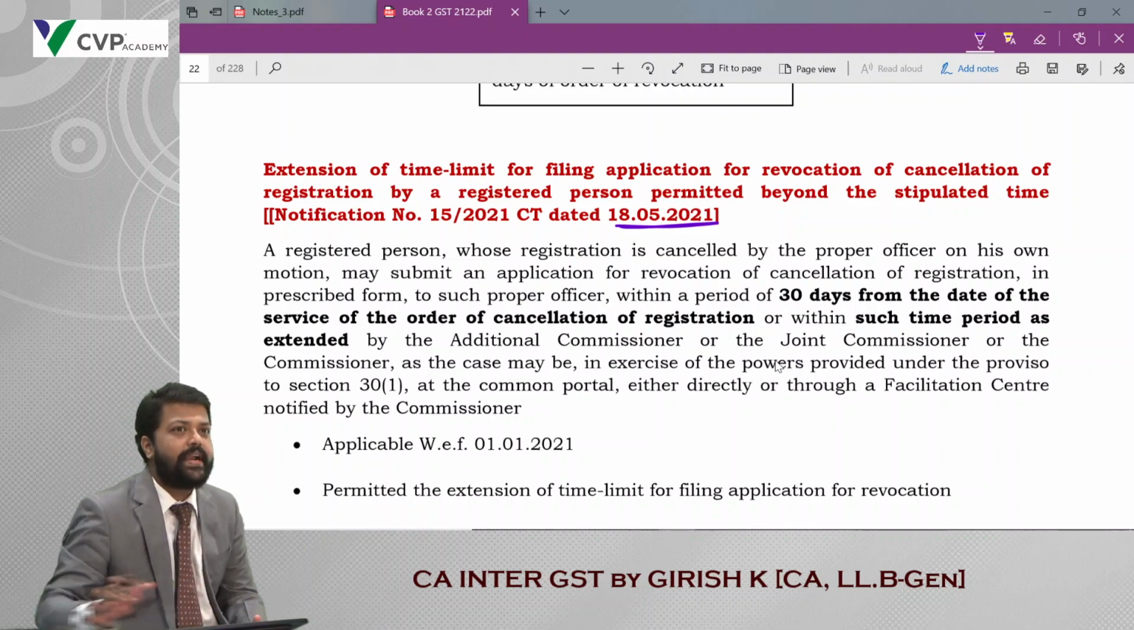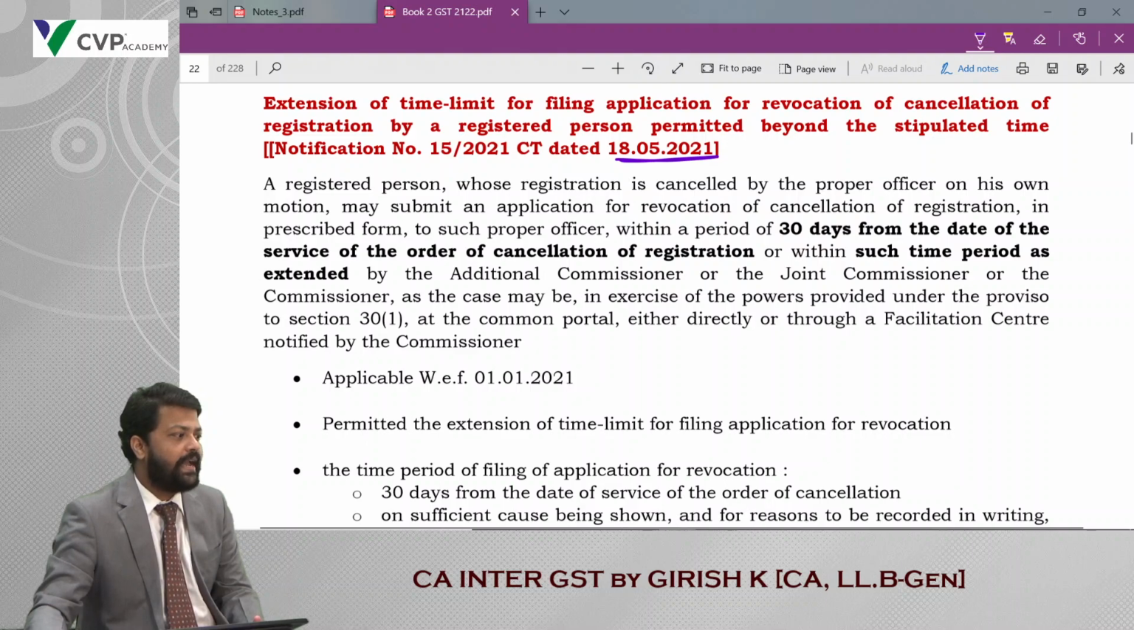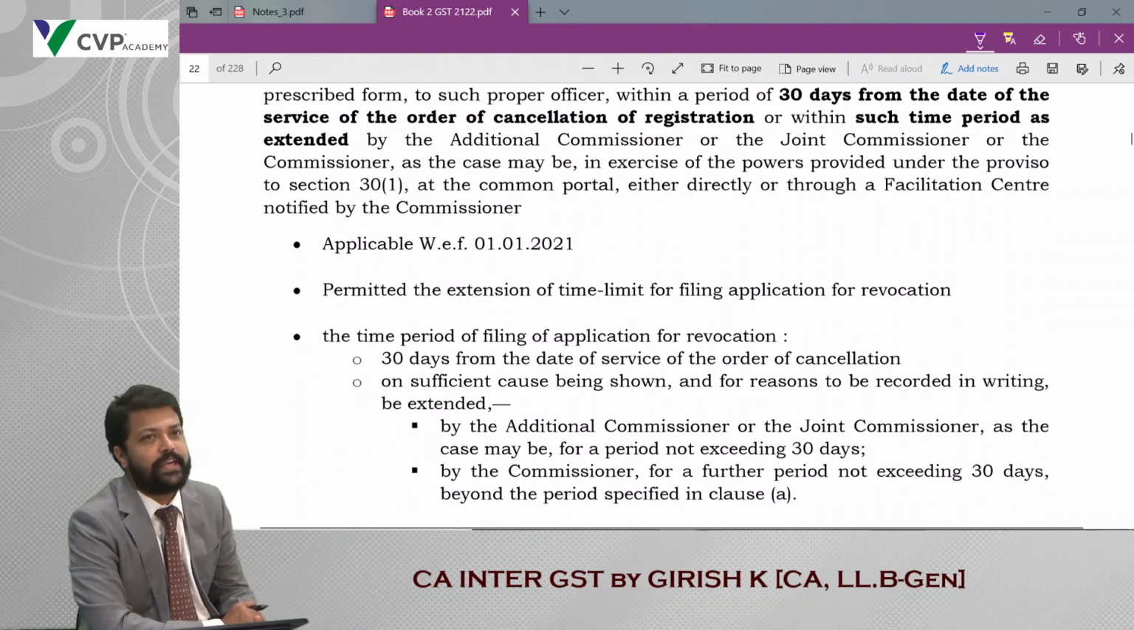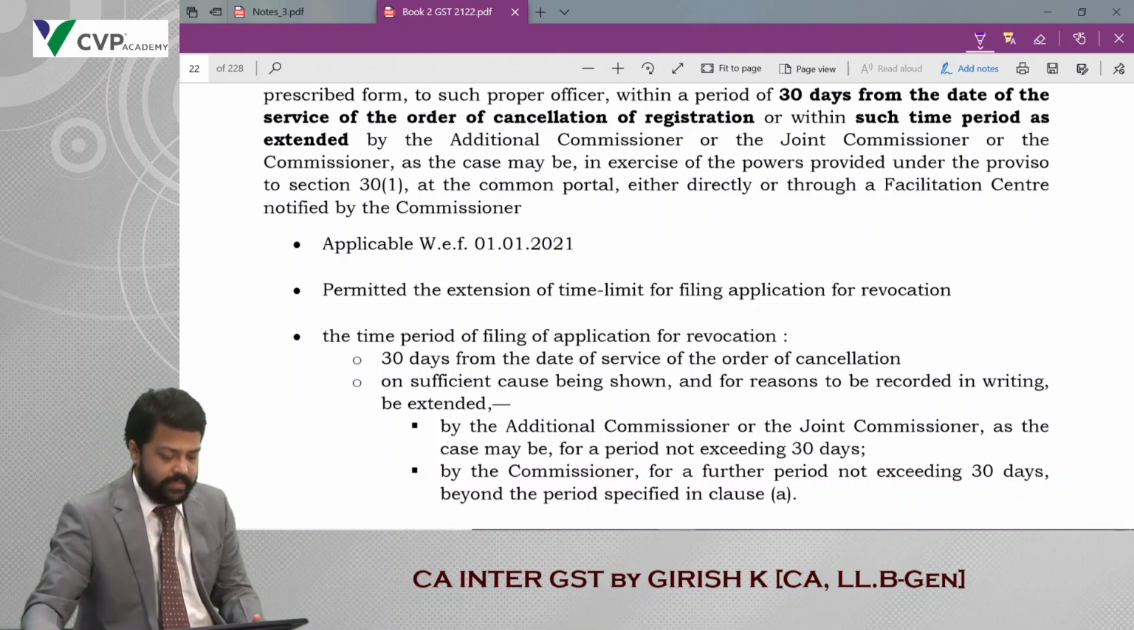So only the period from 1st January 2021 was covered, which was a major issue period, and it permitted the extension of time limit for filing application of revocation. So basically there was an extension which was provided in this case.